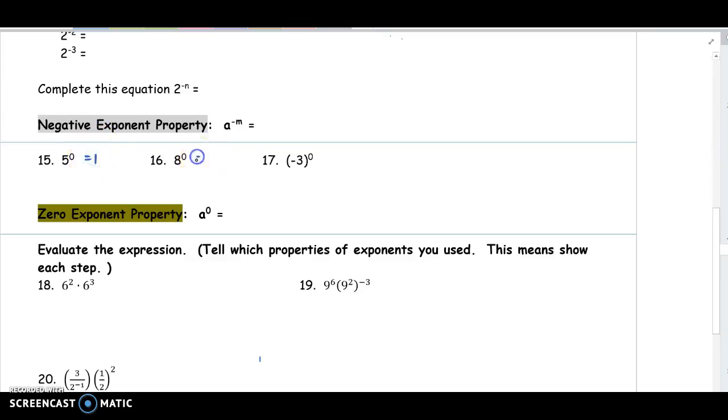So 8 to the 0 is 1. Negative 3 to the 0 is 1. Anything raised to the 0 power is 1. The zero exponent property says anything raised to the 0 power is 1.